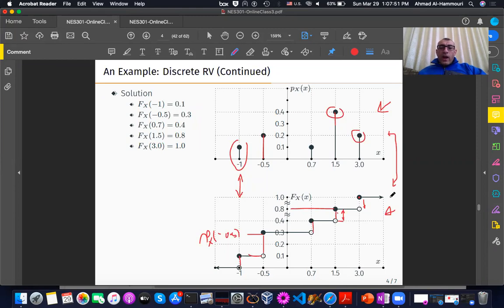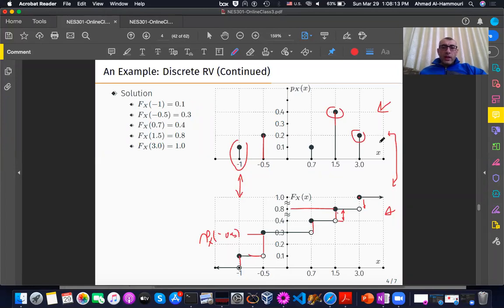Conversely, if I have the plot of the CDF, it is straightforward to get the plot of the PMF. Okay, good. Are the points clear? We have 2 minutes more.